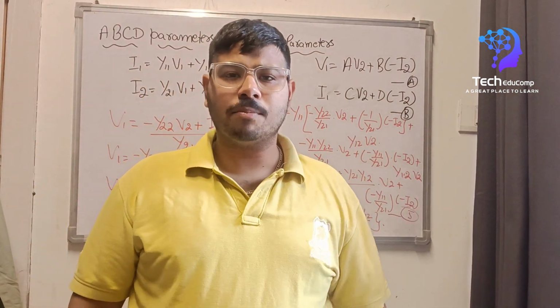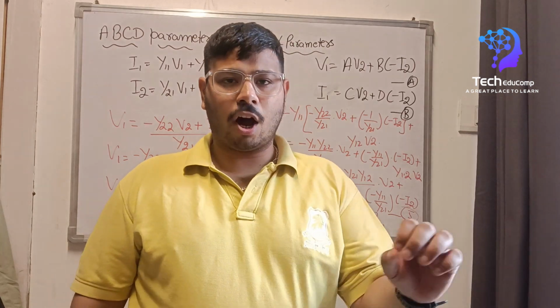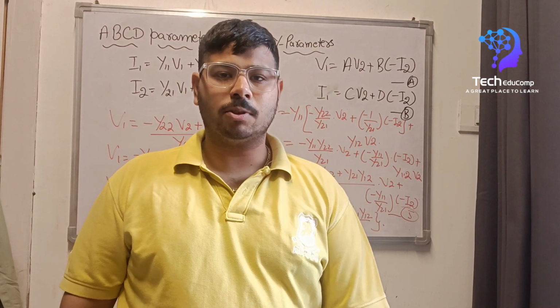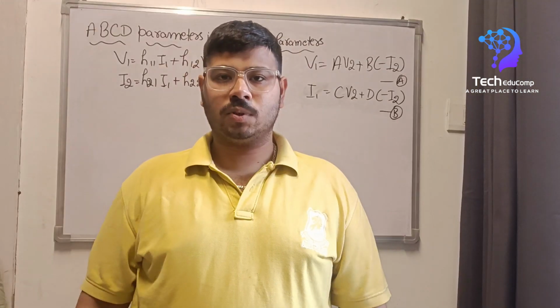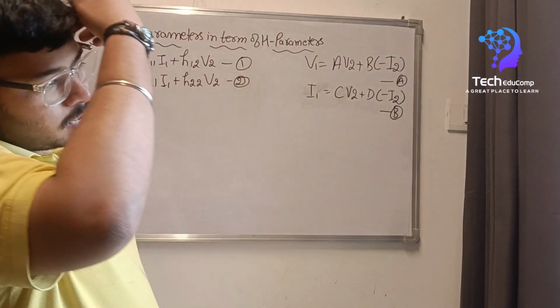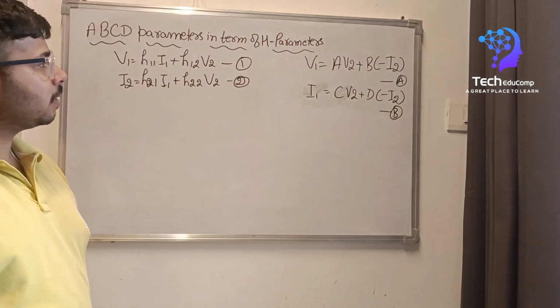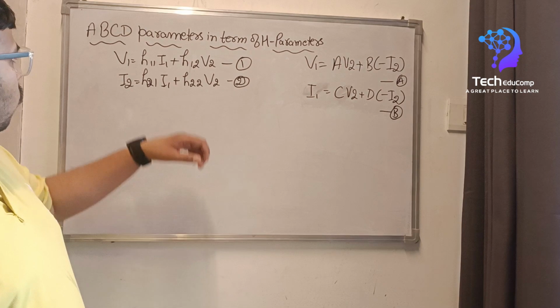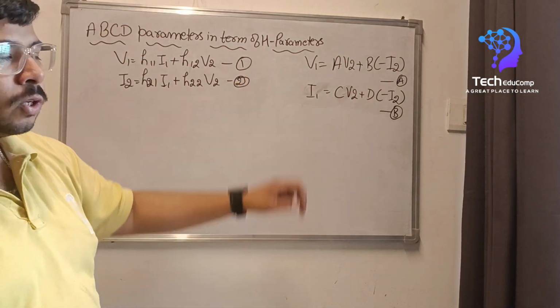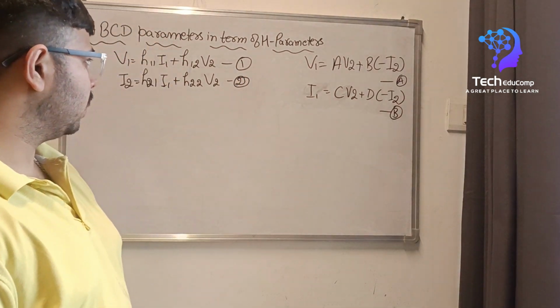So now let's move on to the last one, that is how we can write ABCD parameters in terms of hybrid parameters. Now let's see the final part, how we can write the ABCD parameters in terms of H parameters, or hybrid parameters.